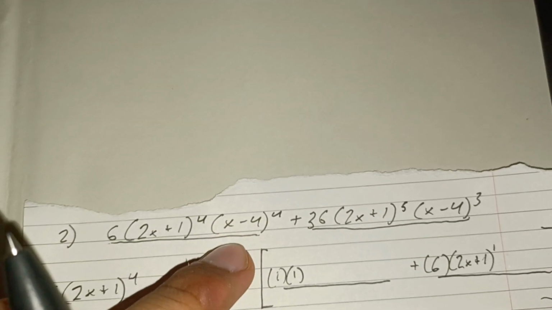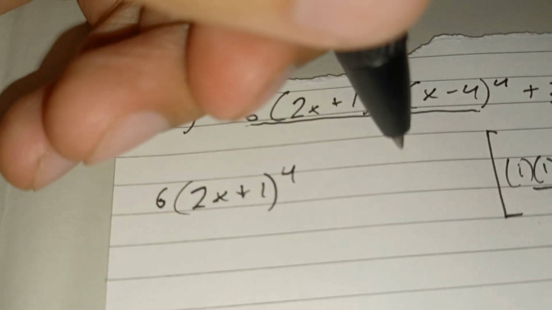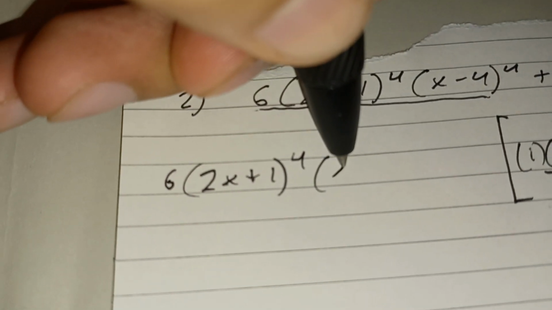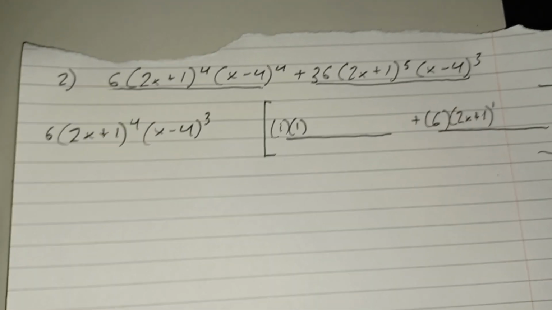Let's go ahead and factor out this one, because they both have that in common, right? X minus 4 to the 4th power and x minus 4 to the 3rd power. Again, we can only factor out this one because we can't really take this one out of this one, right? So, x minus 4 to the 3rd power.